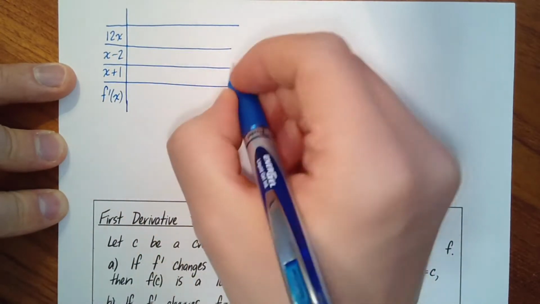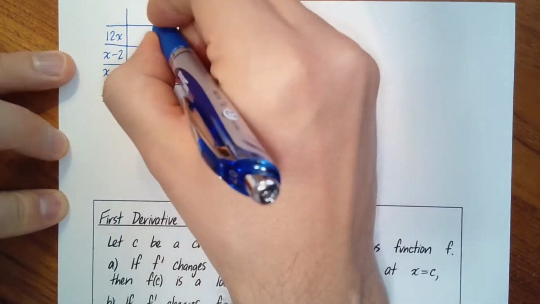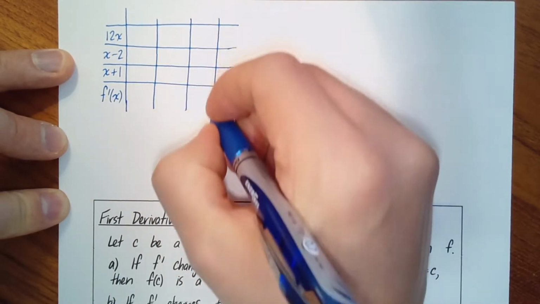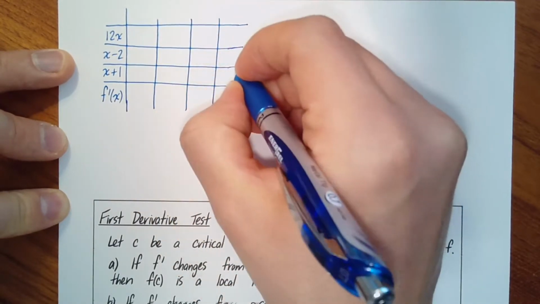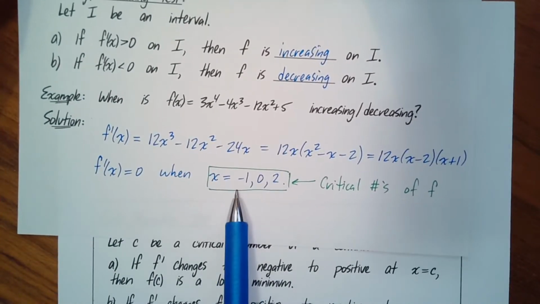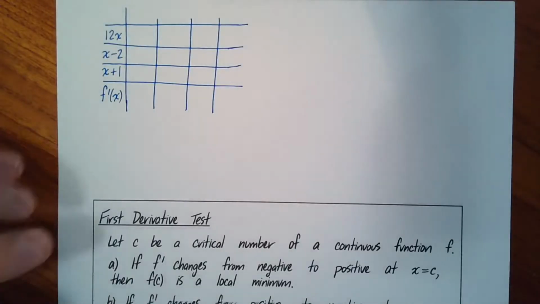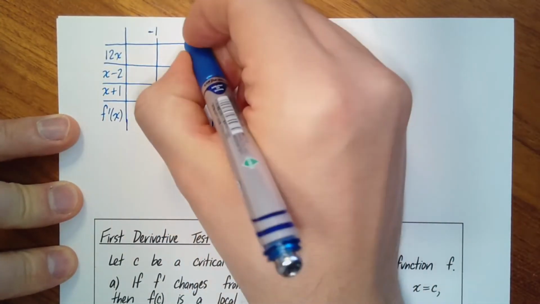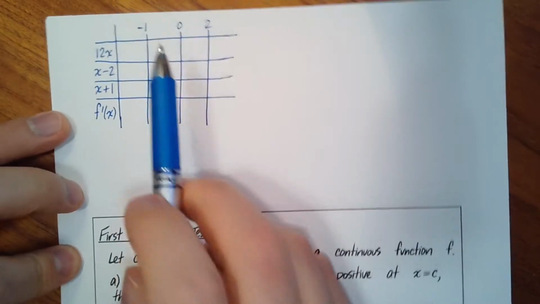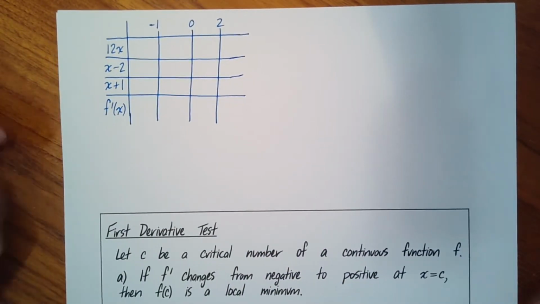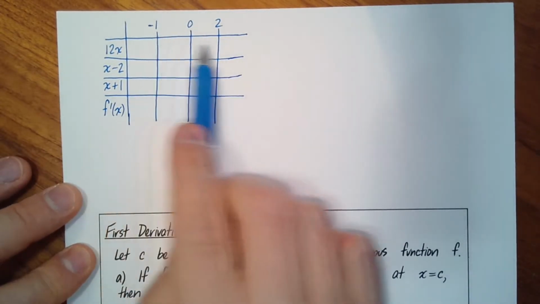And then for the columns, we're going to have one line down here for each of our critical numbers. So remember what they were? Well, just check on the previous page, right? We had -1, 0, and 2. So make sure you put them in order from least to greatest. So -1, 0, and 2. If I change the order of these, it wouldn't work very well or at all. So make sure they're in ascending order.